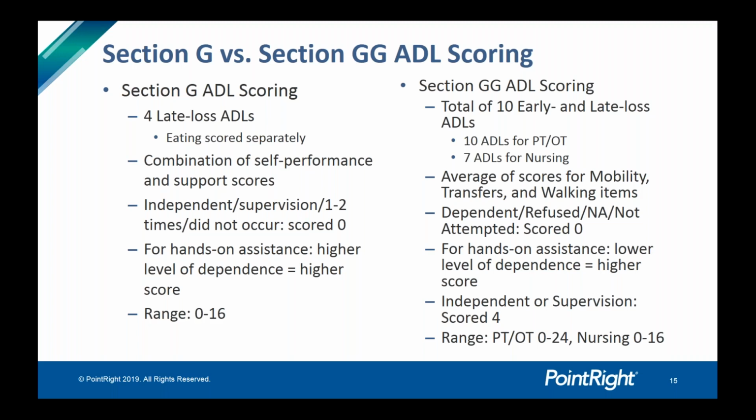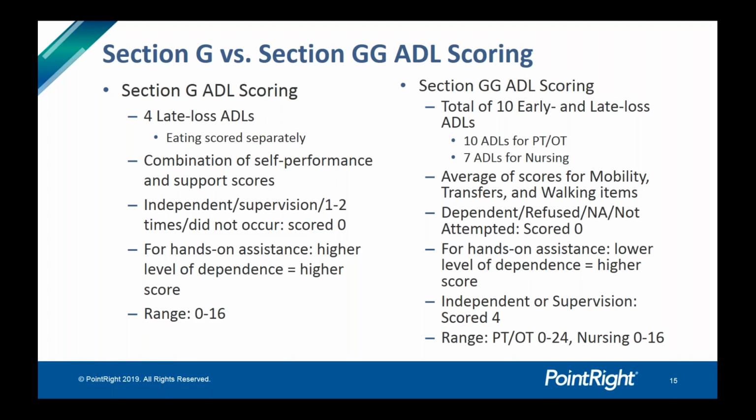And then hands-on assistance, here's the big difference. A higher level of dependence means a higher score up until activity did not occur. So you have a range of 0 to 16, but the general principle is the more dependent the resident is on staff, the higher that ADL score is.